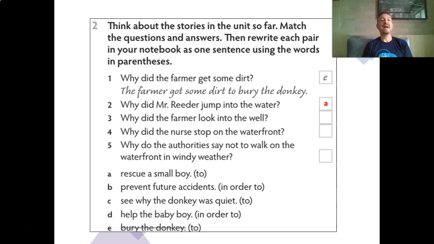Number 3, why did the farmer look into the well? Letter C. To see why the donkey was quiet. Why did the nurse stop on the waterfront? Letter D. To help the baby boy. And why do the authorities say not to walk on the waterfront in windy weather? Letter B. To prevent or in order to prevent future accidents.